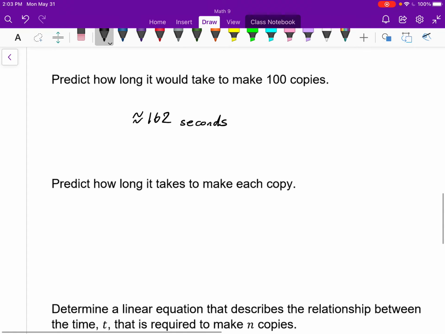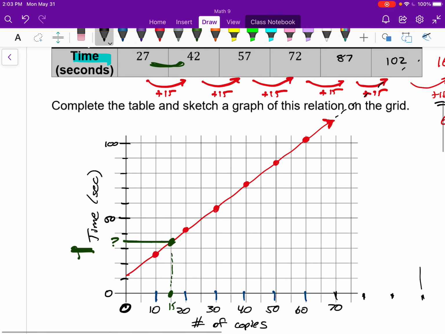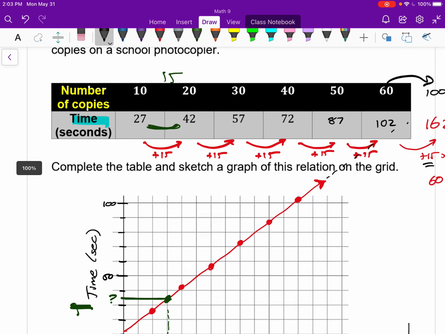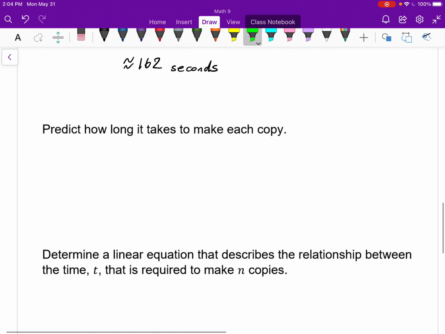And then predict how long it takes to make each copy. Well, for this, again, my graph is not so helpful, but the table is. I've already seen several times that it takes 15 seconds to make 10 copies. Right, go from here to here, I'm going up by 10. Well, that means one copy is 1/10 of that. 15 divided by 10 is 1.5. So I can see by looking at some proportional reasoning here that it takes about 1.5 seconds to make each copy.